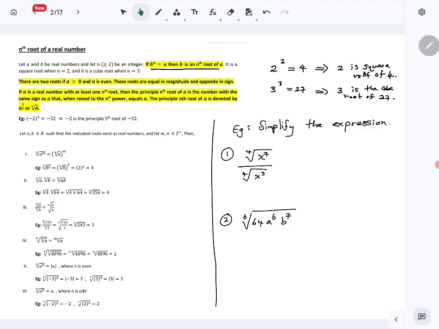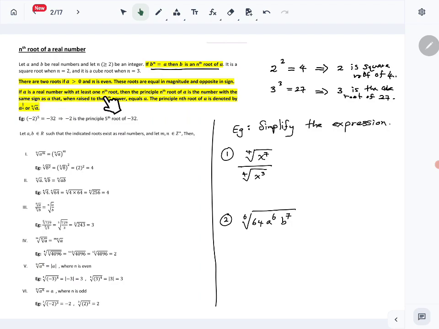Okay, now there are some special cases. There are two roots if a is positive and n is even. These roots are equal in magnitude and opposite in sign. So for example, we'll do an example later. We'll go through the other case also.